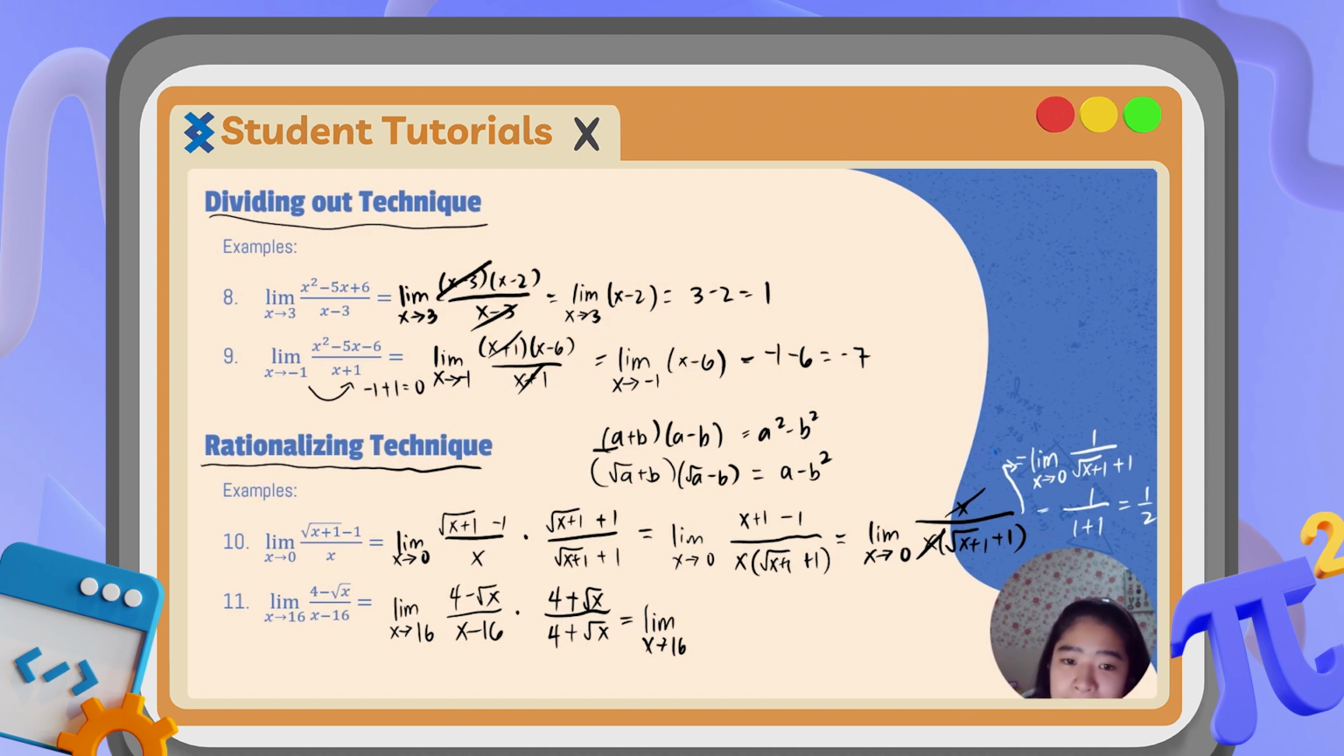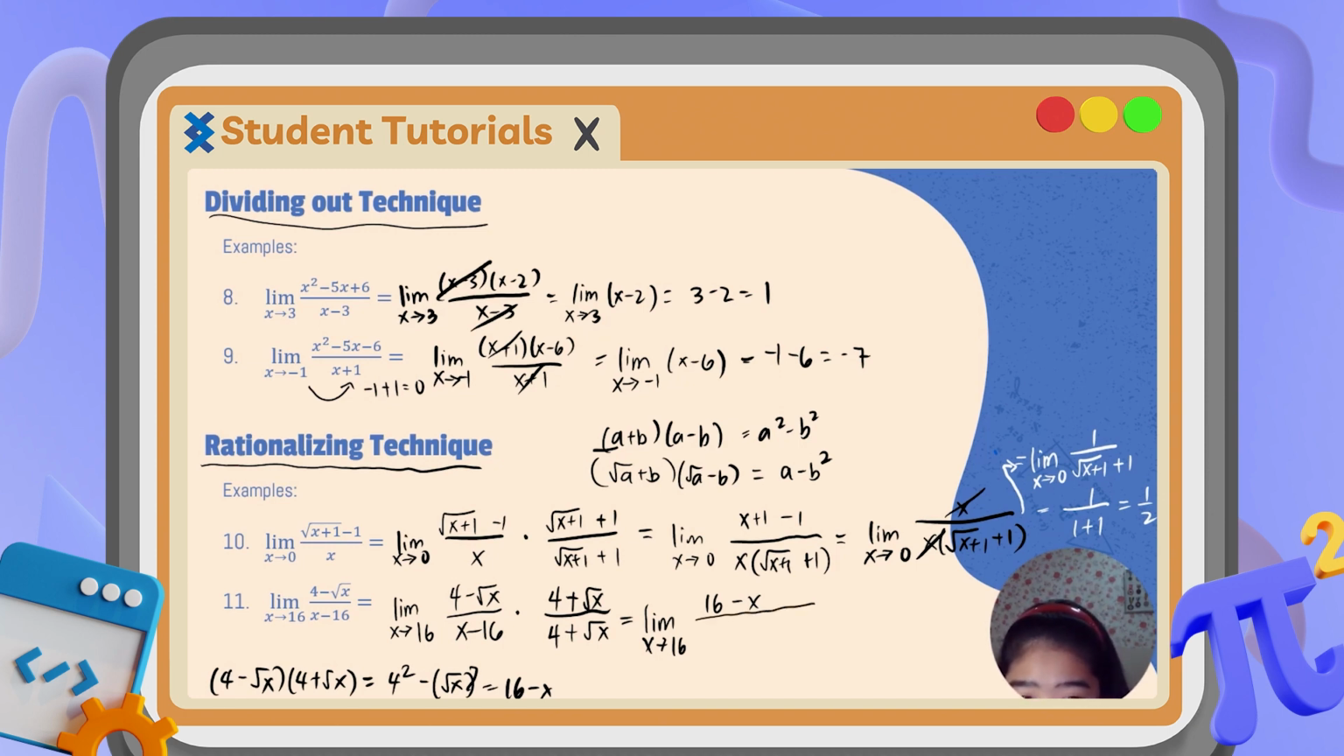And then this is going to give you, okay, so this will be 16 minus x. How did that happen? Again, just doing some magic here. 4 squared minus root of x squared, which is 16 minus x. Right? So there. And then the denominator will be x minus 16 times 4 plus root of x.